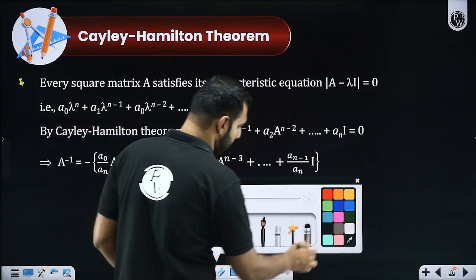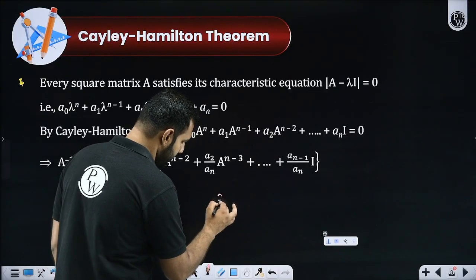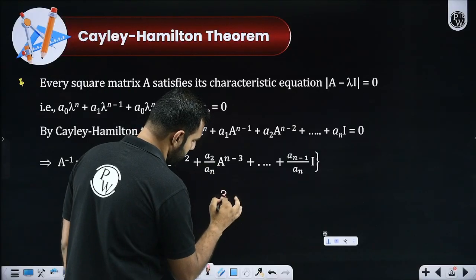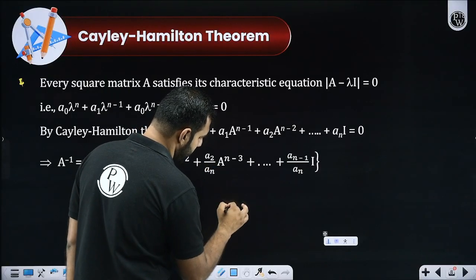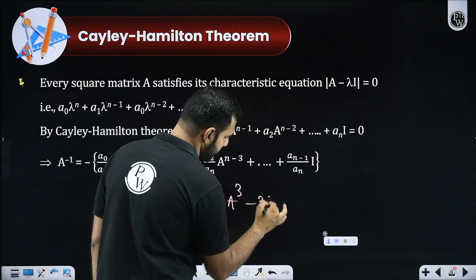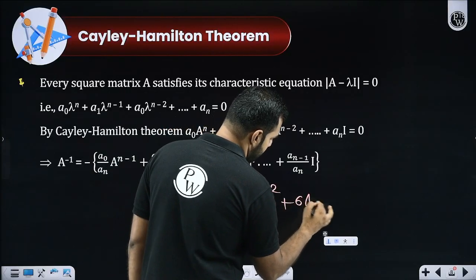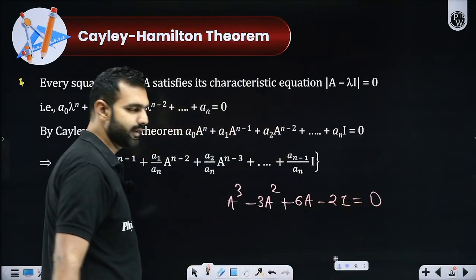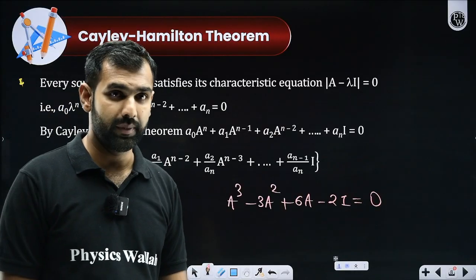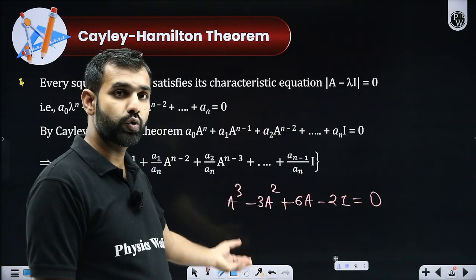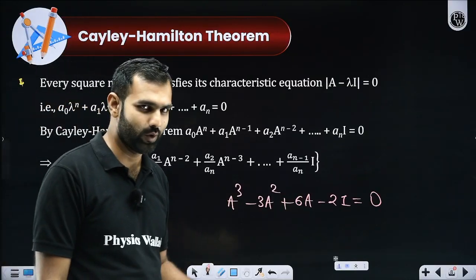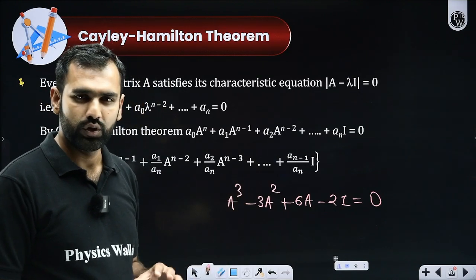I'll give you one more example here. Let's say there is a cubic, let me write a simpler version. Let's say I'm given A cubed minus 3A squared plus 6A minus 2I is equal to the null matrix. Of course, it is a cubic one. Cubic one means what? It will be a 3 by 3 square matrix. So if I wish to find its inverse, there is one more method. One of the methods is finding the inverse with the standard method.